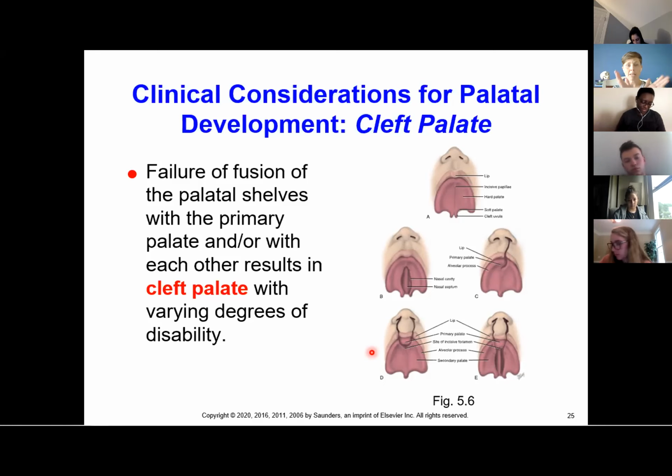You have your primary palate and your secondary palate, but then you have that cleft uvula you see in that one picture, where just the little hangy bally thing in the back of your throat is split. Yes, I said hangy bally thing in the back of your throat. The letter A or B is where you don't get fusion of the secondary palates.